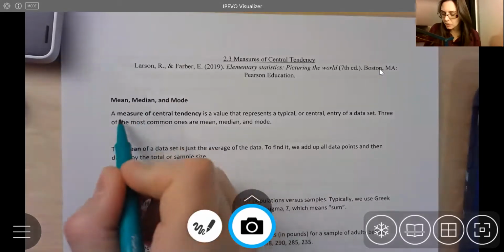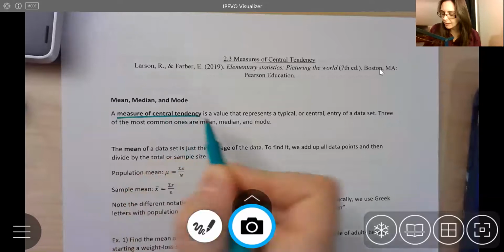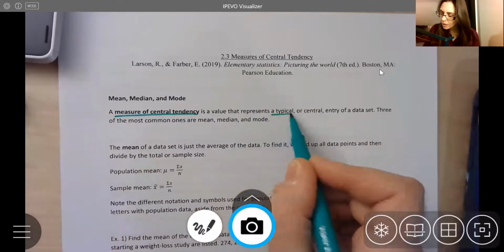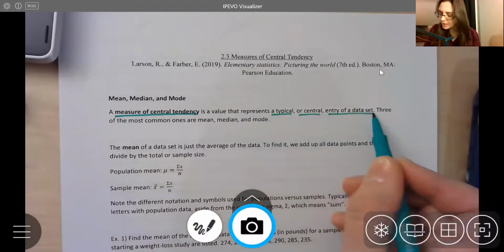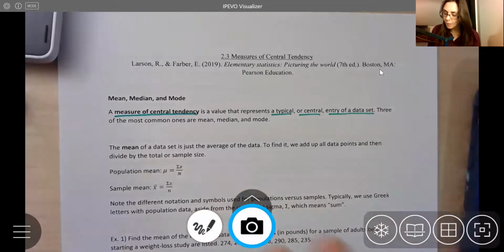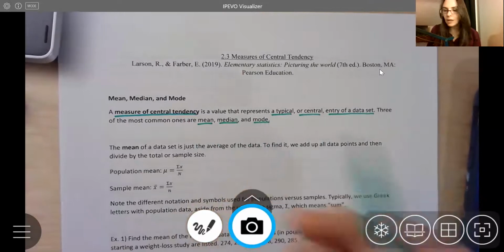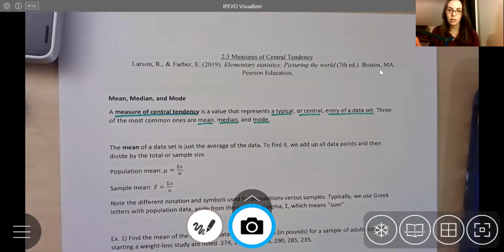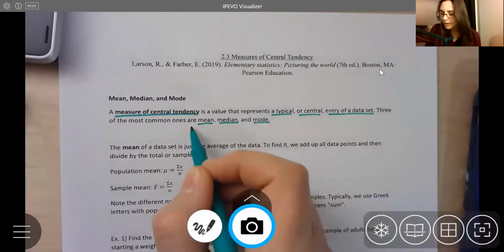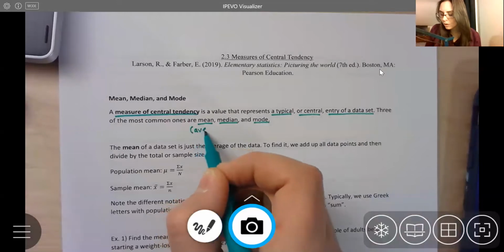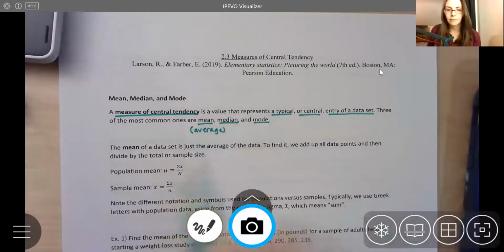First, a measure of central tendency is a value that represents a typical or central entry of a data set. Three of the most common central tendencies are the mean, the median, and the mode. And there are others too, but these are the three we tend to use the most. Now, the mean, just so you know, is your typical average.